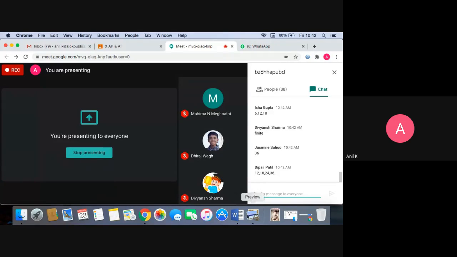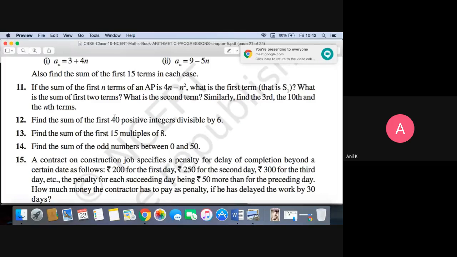See, read the question. They ask first 40 positive integers. That means I have to take till 240 only, because 6 into 40 is 240. I cannot go till infinite, okay? So you have to find S40, sum of 40 numbers. N value is 40, A value is 6, D value is also 6. Substitute and find out.